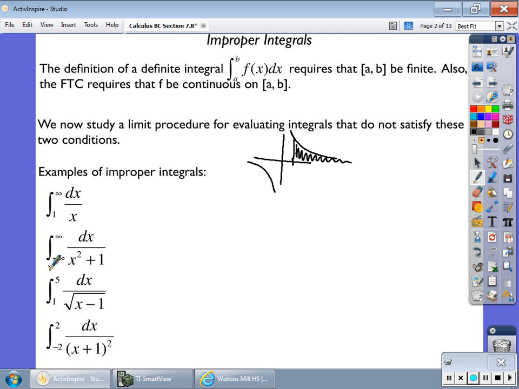The interval from -infinity to +infinity, definitely that's improper. The integral from 1 to 5, you might say, well, that's not improper. This is finite. But you notice right here, there's a discontinuity at 1. 1 minus 1 being 0. No zeros in the denominator. That's bad. Same deal down here. You might think, well, -2 to +2, that's fine. But -1 is inside this interval, and that creates a discontinuity. This function is undefined at -1.